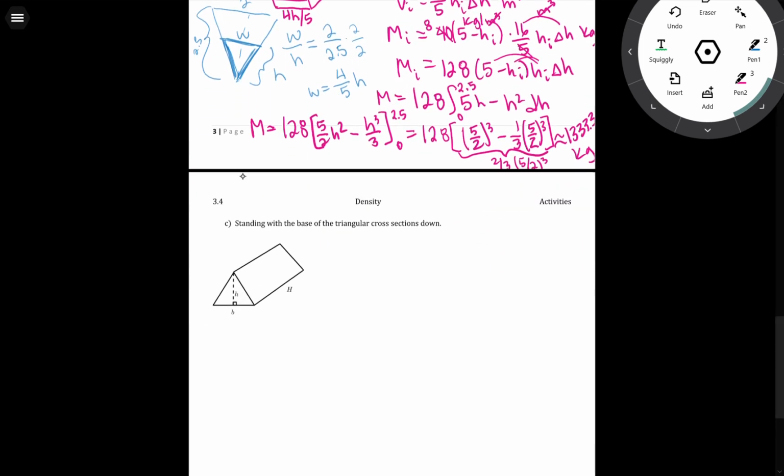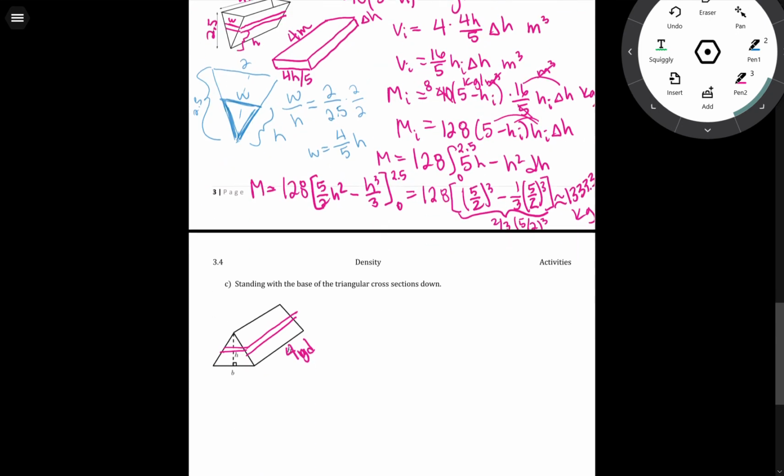Okay, so last one, same idea. And again, we already know these. 4 yards, is it meters or yards? Meters.